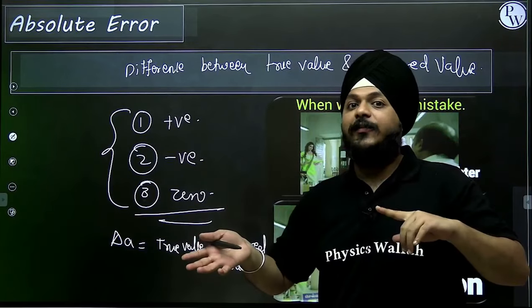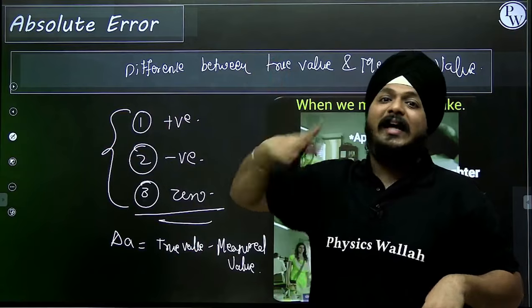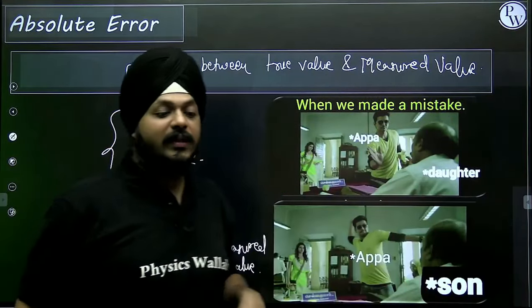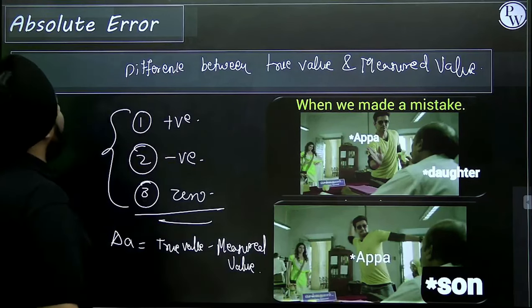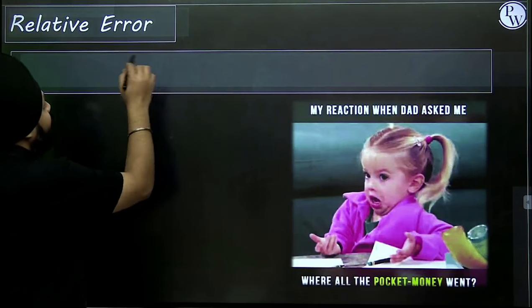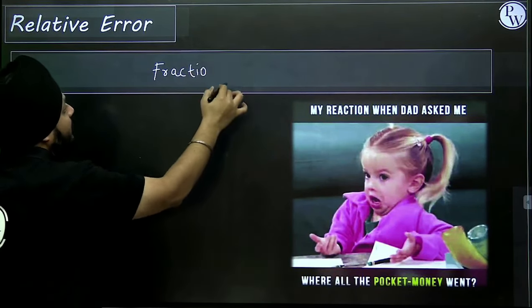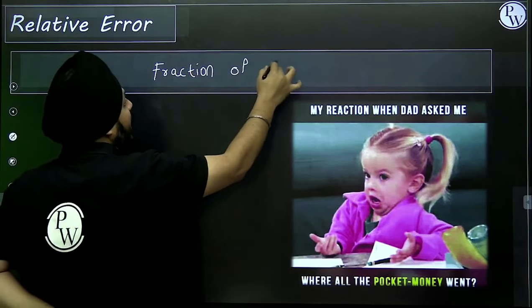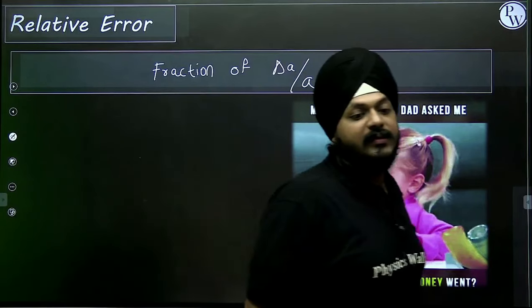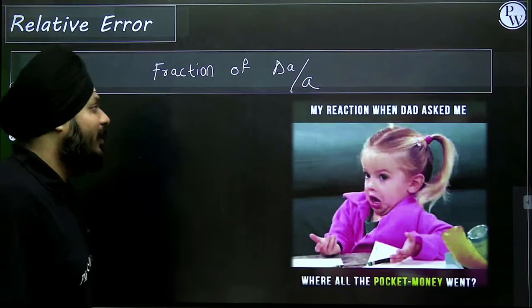For relative and percentage errors, we are talking about the fractional part, so in that case the errors are always positive. We have to take the absolute errors as positive values; magnitude we need to consider. Now, the second type of error is relative error. It is the fraction of the absolute error to the true value. That is the relative error.